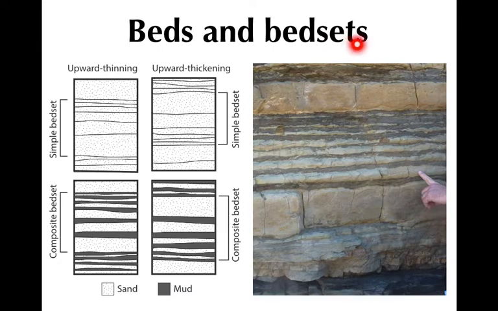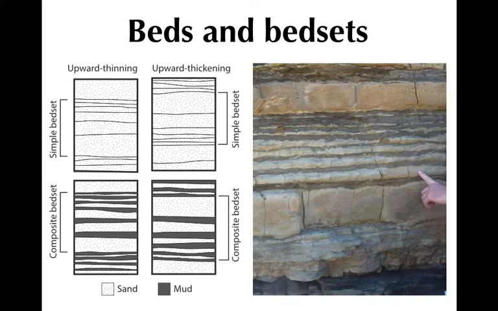A bed set is a package of beds, often repeated over and over and over again, some package that has an arrangement that is characteristic of the sedimentary deposit as a whole. So to give you a couple of examples here, we can have either simple bed sets in which all the sediment is the same thing, here all sand, or we can have composite bed sets where you have 2 different types of sediment, here sand and mud.